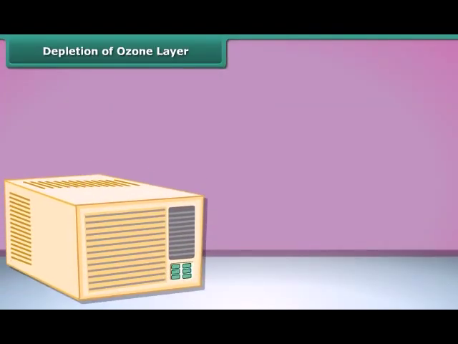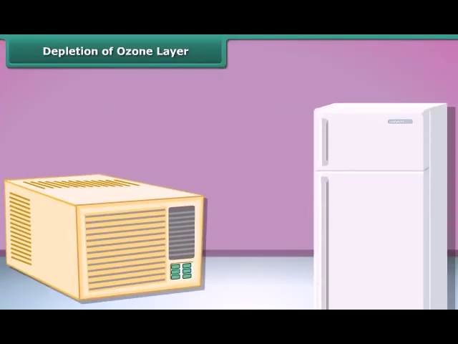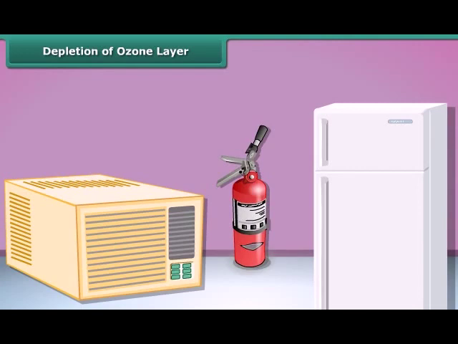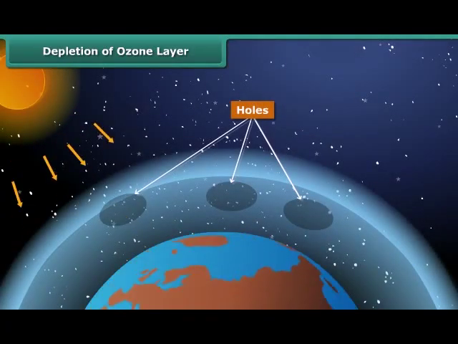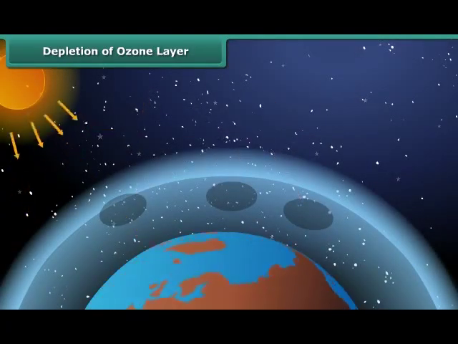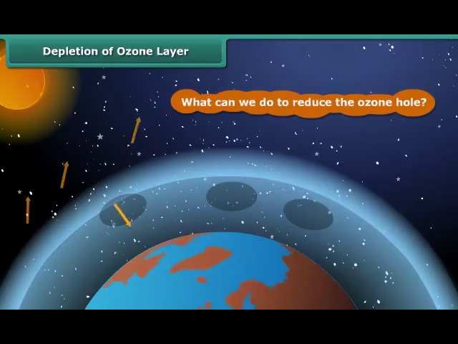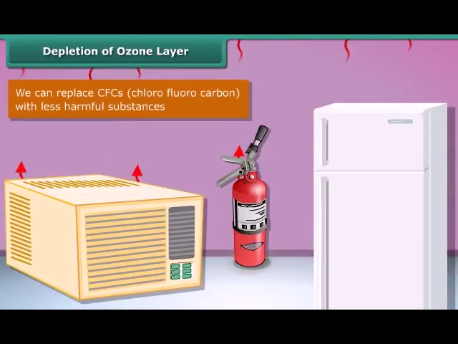Things like air conditioners, refrigerators, and fire extinguishers release chlorofluorocarbons, CFCs, into the atmosphere and create holes in the ozone layer. CFCs are another type of air pollutant. What can we do to reduce the ozone hole? We can replace CFCs with less harmful substances to save the ozone layer from depletion.